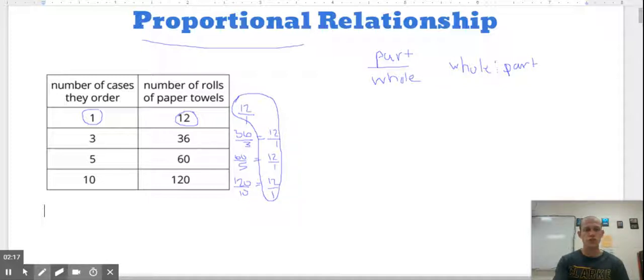Now, I just chose to do the right divided by left, and there's a reason why, which we will encounter later. But if you do the left divided by the right, it still works out to be the same, except your fraction now is going to be 1/12. It's going to be 3 over 36, which simplifies to be 1/12. And it works out to be the same all the way down. 5 over 60, 10 over 120, all of them simplify to be 1/12 now. So this is an example of a relationship that is proportional. Okay? So let's look at another example now.